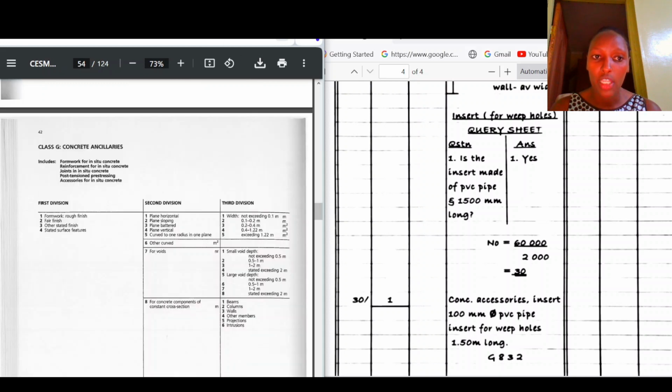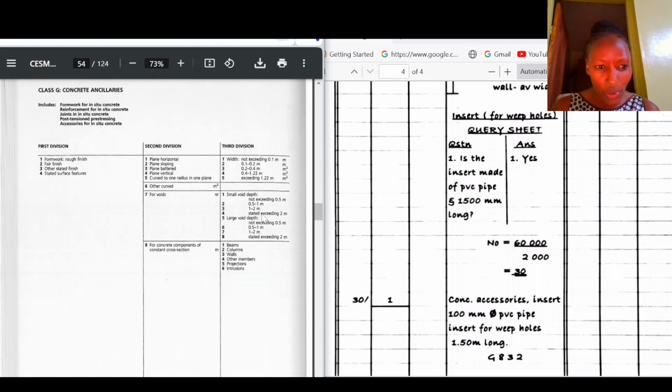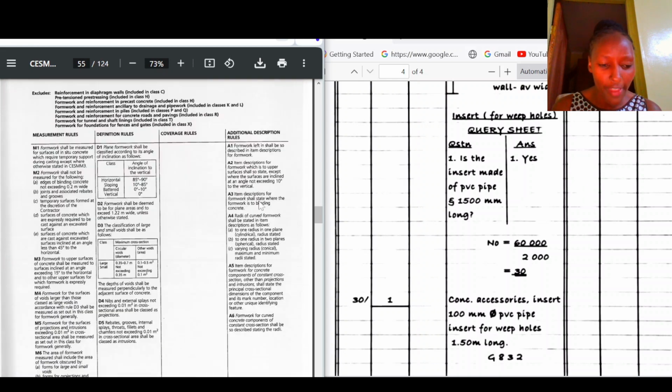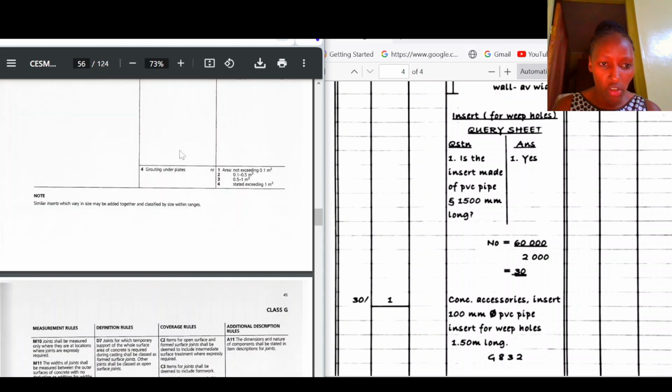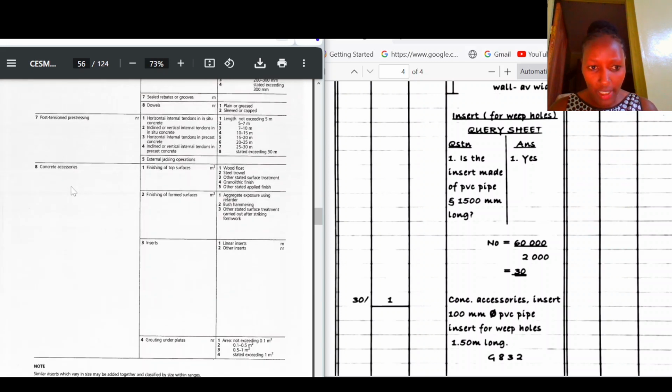If you want to get the coding, we shall go to class G, then we'll go to where we have the accessories. Accessories, they are here in number 8. So first division is number 8. Then we'll go to inserts, number 3. Okay, then we'll go to, they are not linear inserts, they are other inserts. So they are calculated in terms of numbers. That's why we have just calculated the numbers. Everything we have to get from the CESMM4. So here we are told that we should calculate in terms of numbers. So they were 30 inserts, 30 number. So we just write concrete accessories first division.